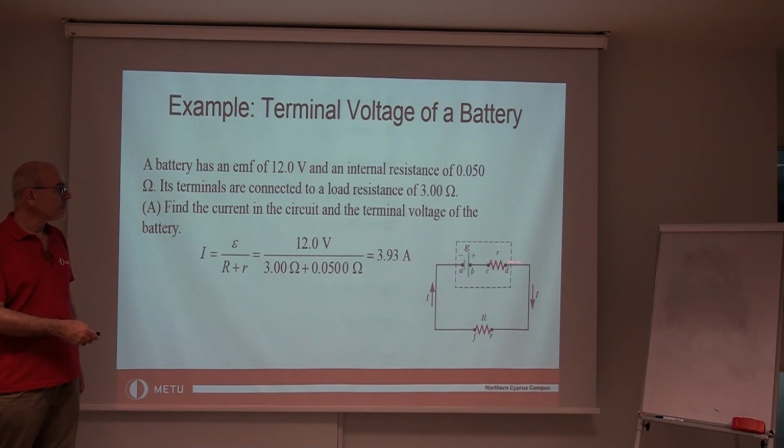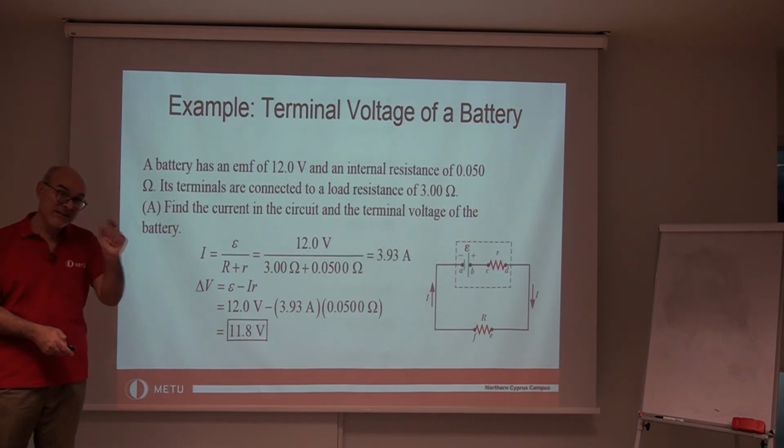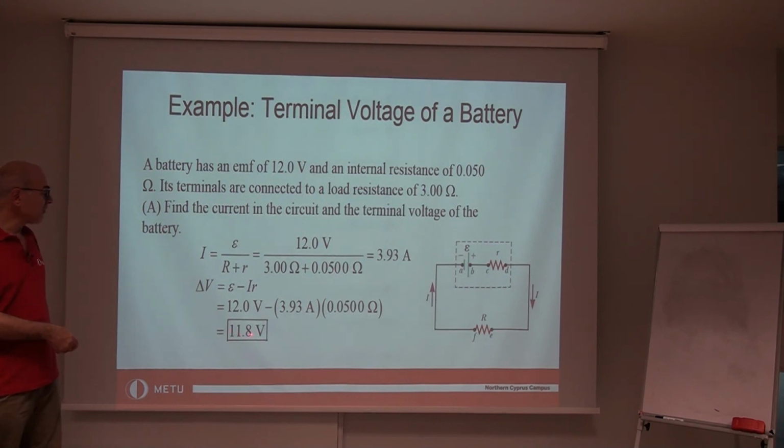Now what is the terminal voltage? Well, the terminal voltage is E, the electromotive force, minus I times the small resistance, the internal resistance, small r. Okay? So you just substitute, straightforward, and you get 11.8 volts. So note that the electromotive force is 12 volts. This is what's written on the battery, but when the battery is operational, it is 11.8 volts.